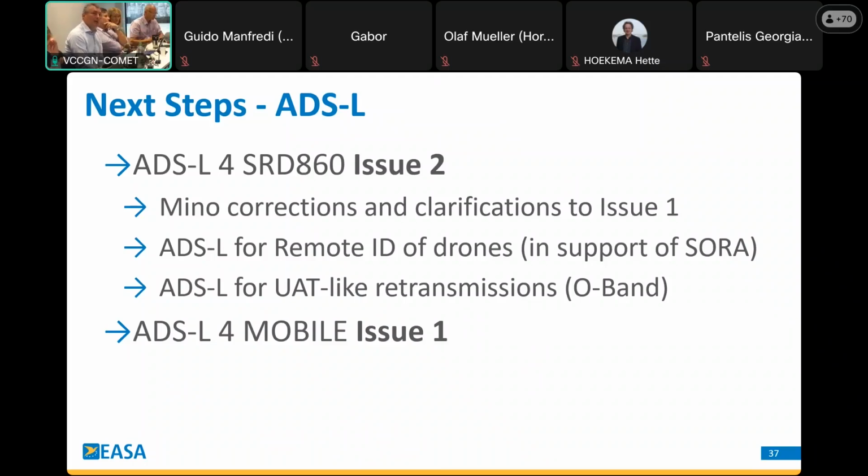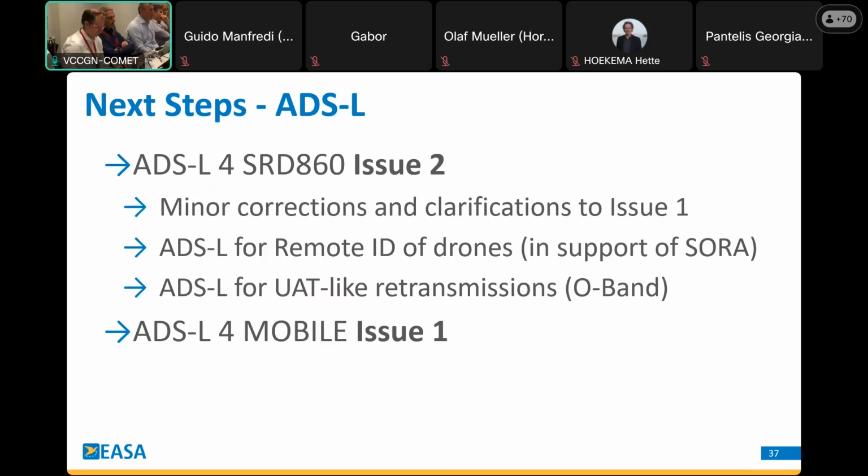There is a typo, we will correct it. It will contain 3 main additions. First area, there were some typo errors or mistakes, small mistakes, or there was in some areas need for further clarification to the issue 1. So we have tried together to improve this area.